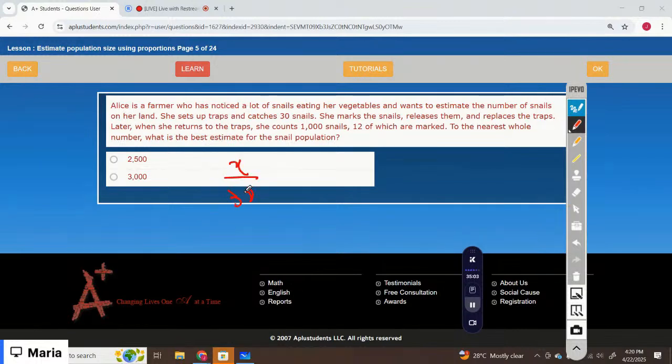So out of x, 30 snails were marked, and then she counted 1,000 snails, and 12 of them are marked. So 1,000 times 30 divided by 12. That is 2,500. Option number one is the correct option.